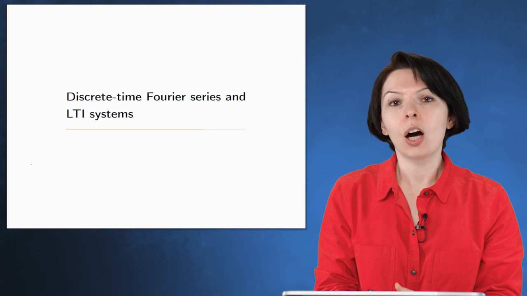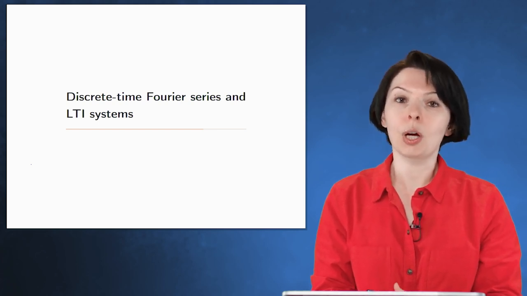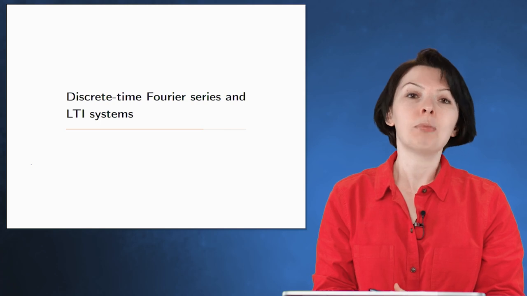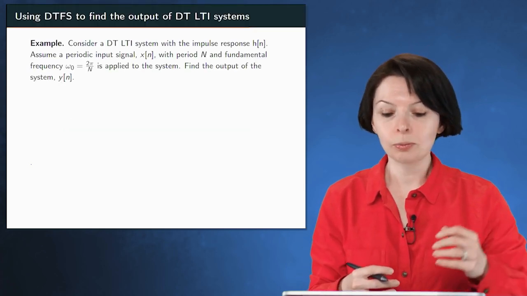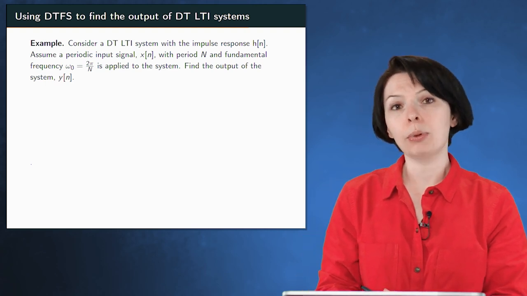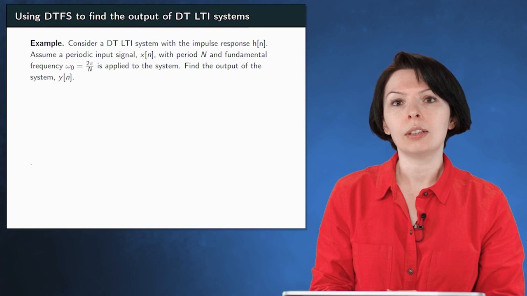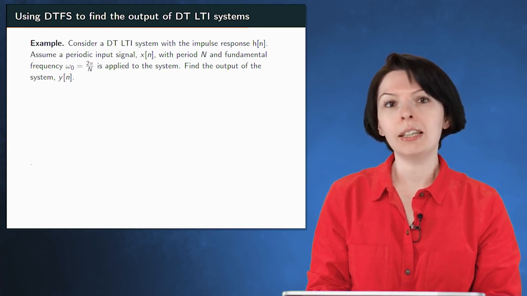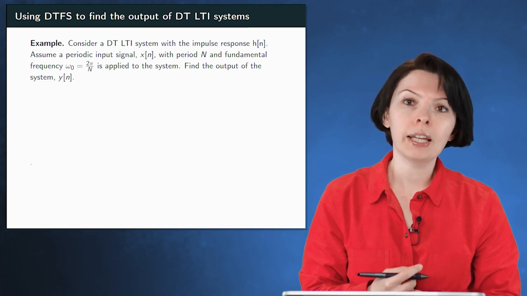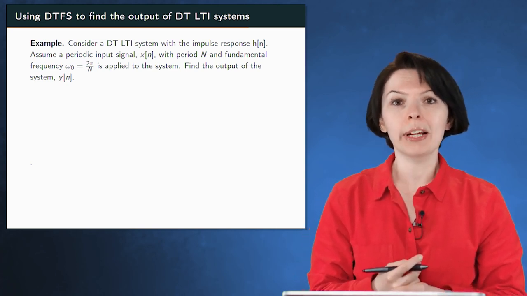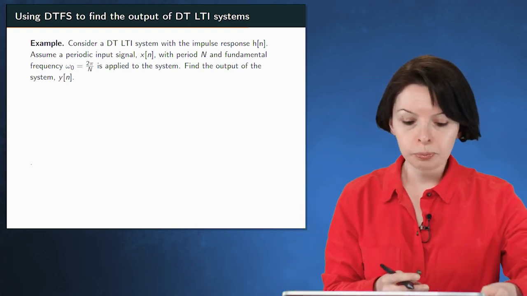Now let's look at how we can use DTFS to find the output of discrete time LTI systems to input signals that are periodic with a period of N. So here's an example. Consider a discrete time LTI system with impulse response h of n, and assume that a periodic input signal x of n with period of N and fundamental frequency of 2 pi over N is applied to the system. Find the output of the system, or y of n.